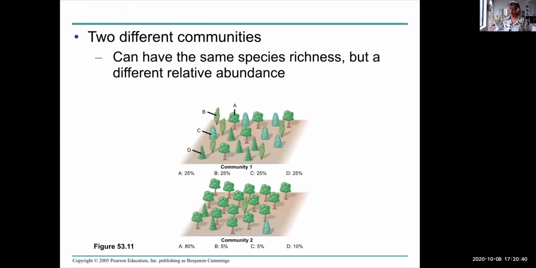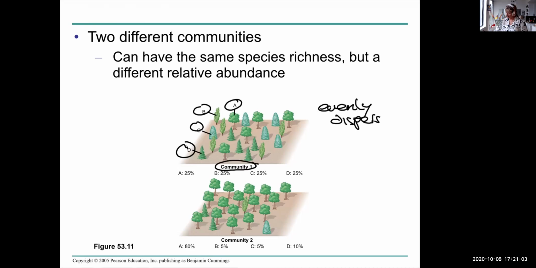So here are two different communities. They all consist of trees. They have the same number of species, so A, B, C, and D, but in community one, they're evenly dispersed and in relatively even numbers. Whereas in the other community, community two, they are not evenly dispersed. So some are rare.